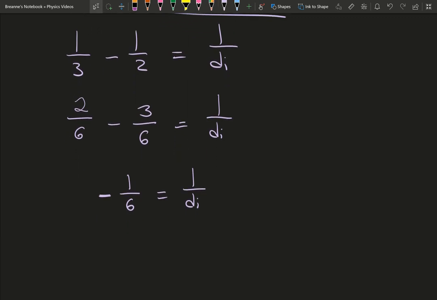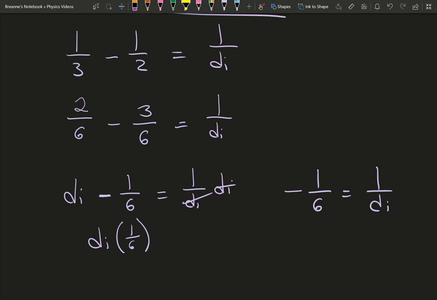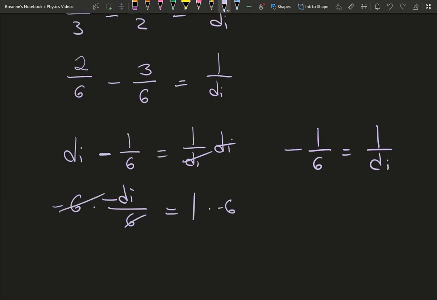1/6 is not your answer. You actually need to get your DI by itself, and there are 2 ways you can do it. I'm going to show you both ways. The first way is very mathematical. You don't want your DI on the bottom, being divided, so go ahead and multiply both sides by it, so you get negative DI over 6 equals 1. We want our DI by itself, so go ahead and multiply both sides by a negative 6. Bring that negative over, and you get that your DI equals negative 6.